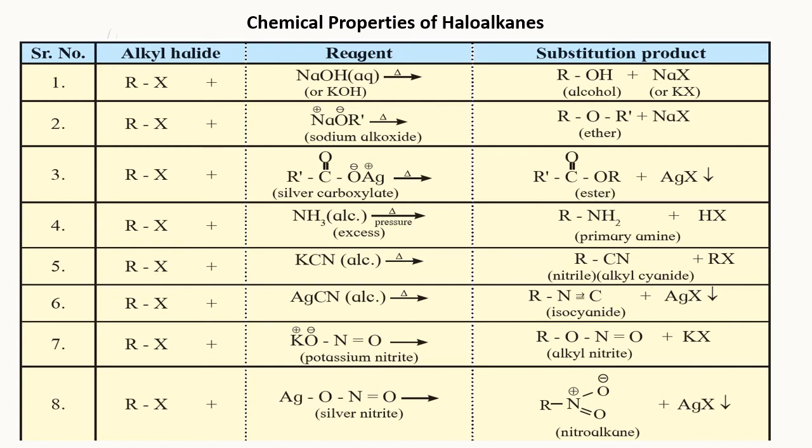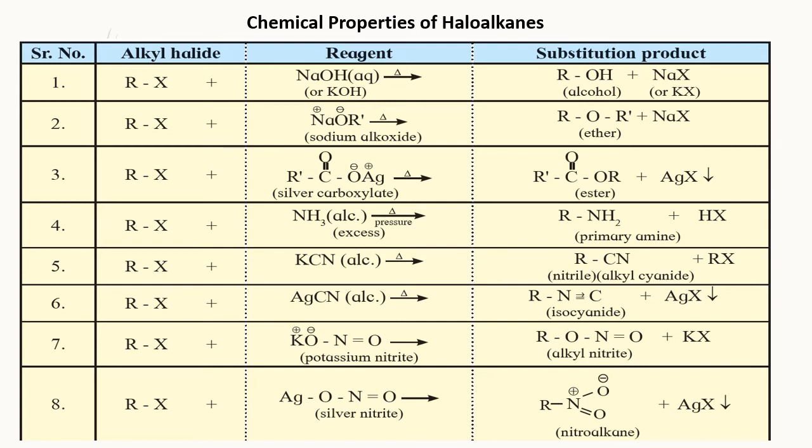Third reaction, RX plus RCOOAg giving rise to RCOOR plus AgX. That means esters are formed. When alkyl halide is heated with silver salt of carboxylic acid, esters are formed. C2H5Br plus C2H5COOAg giving rise to C2H5COOC2H5 plus AgBr. Ethyl propionate, an ester, is formed.